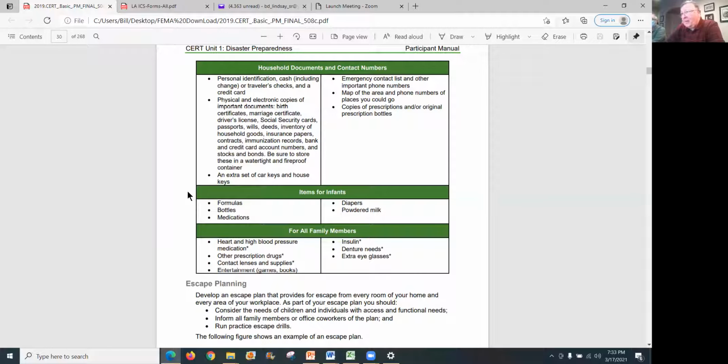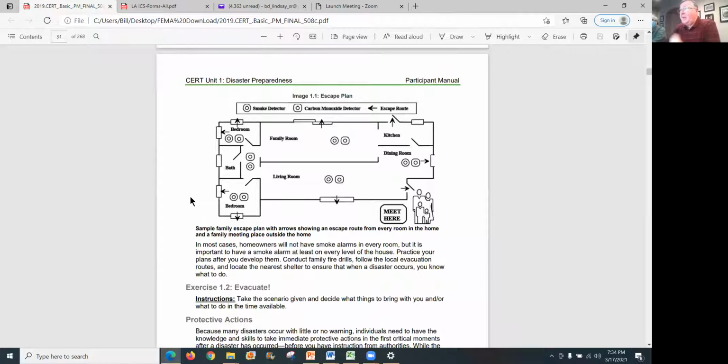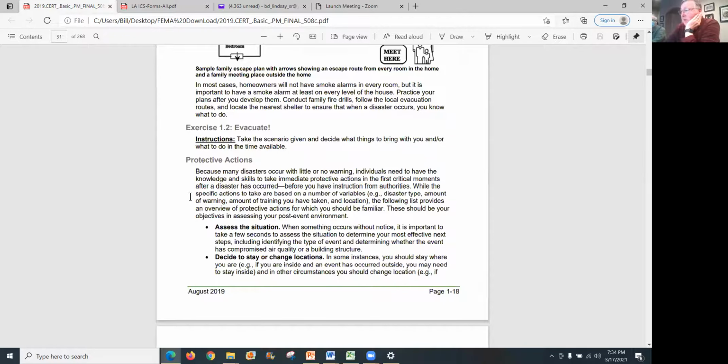So we have to have that 72-hour kit, by the way, for till that 75th hour. We hope somebody's landed and is unlocking those packages from the federal government. That's what I wanted to say. Let's see. You need an evacuation plan. Here's just a sample. Read your manual and it'll give you good ideas.